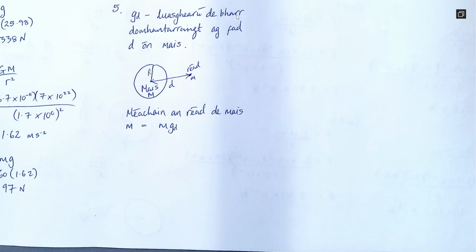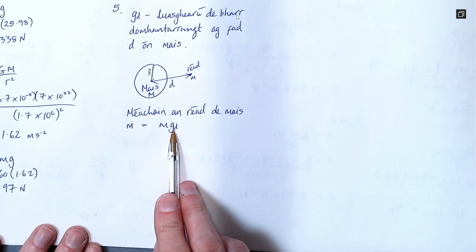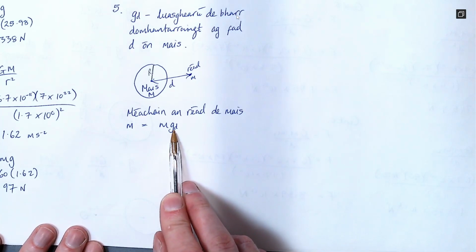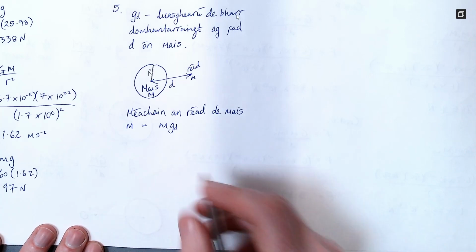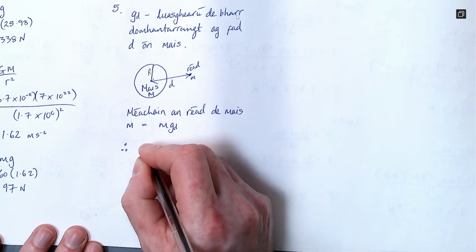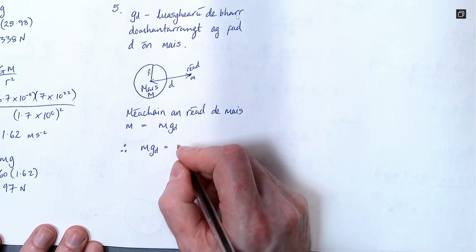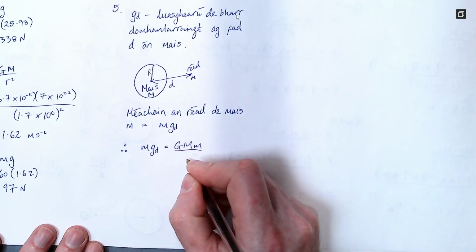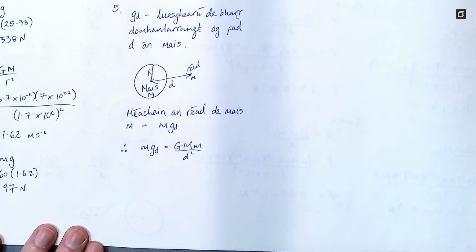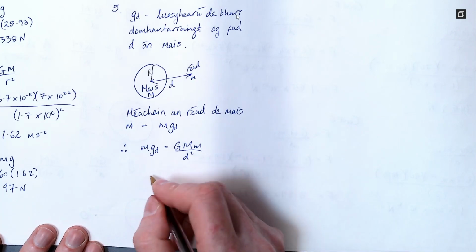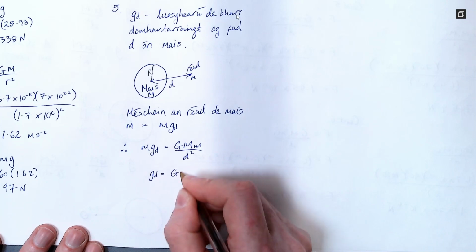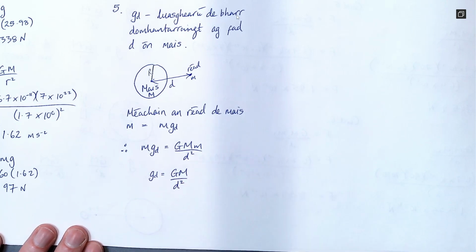So weight equals mass times gravity. This is mass m times gravity g_d, and therefore the force equals m g_d, which equals G M m over d squared. So g_d equals G M over d squared. I guess you need that.